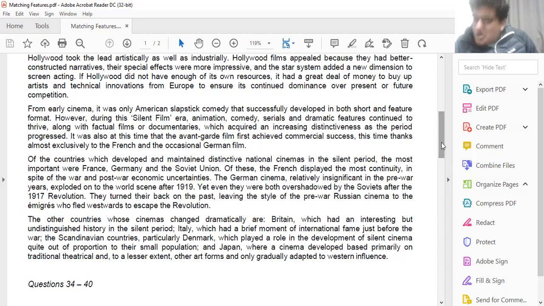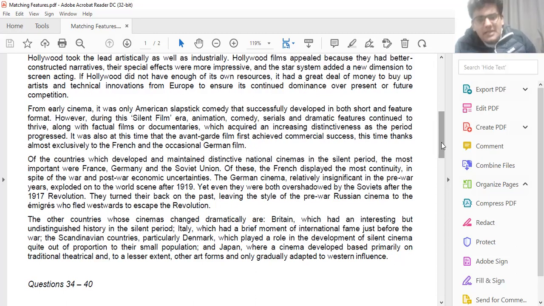And Japan, where a cinema developed based primarily, meaning mainly, the most important reason, based primarily on traditional, meaning their country's own norms and customs, their own procedures, primarily on traditional theatrical and, to a lesser extent, other art forms, and only gradually adapted to Western influence. What does it mean? Only gradually adapted to Western influence? Only slowly adapted to Western influence.